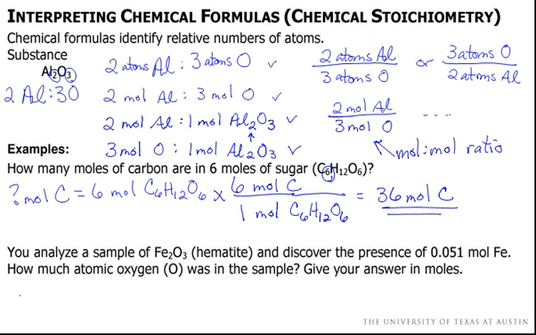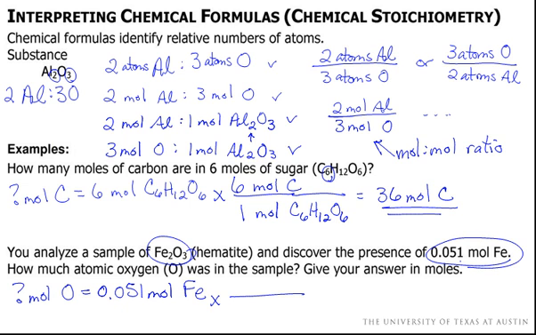All right, let's do another example. Here I want to know how many moles of oxygen are in 0.051 moles of Fe. I have this many moles of iron in that sample, so I can use my ratio to find oxygen. So moles of Fe on the bottom, moles of O on the top. I have 2, I have 3, and I get 0.077 moles of monatomic oxygen.